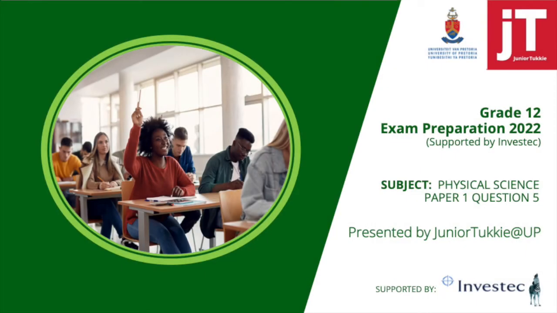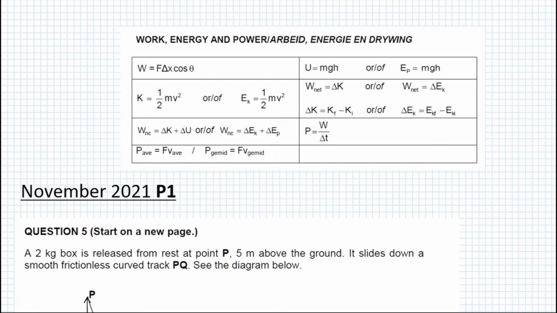Hello grade 12s and welcome to question number 5 of the November 2021 Physical Science Paper 1 exam. This question deals with work, energy and power, and based on that you can see displayed on your screen the section from your formula sheet that is going to help you in this section.